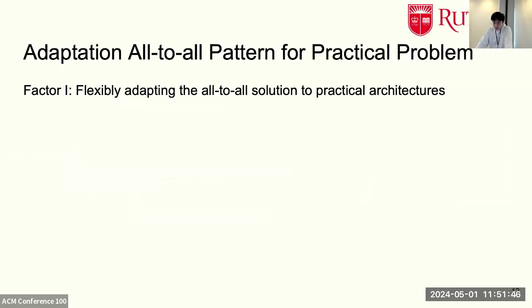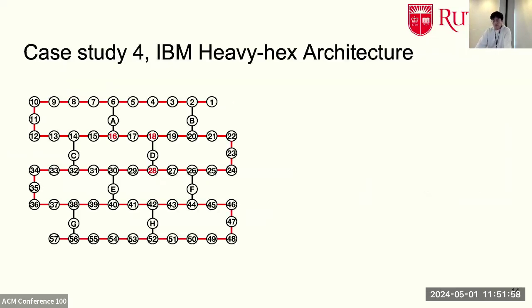Next, let's talk about how we adapt the outward pattern to practical problems. The first factor is how we adapt the outward solution to practical architectures like IBM heavy hex. IBM heavy hex is sparse, so we could apply the linear pattern to the longest Hamiltonian path, shown in red here. This could achieve outward interactions in the red path.